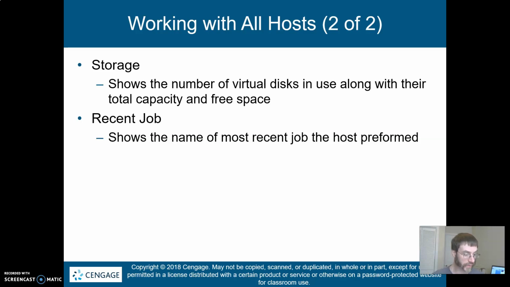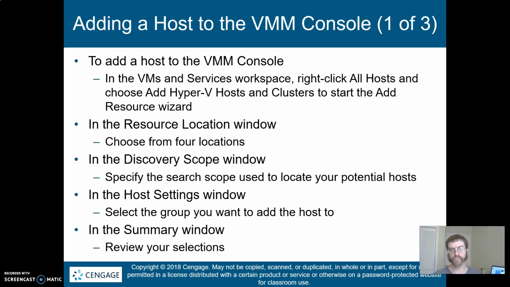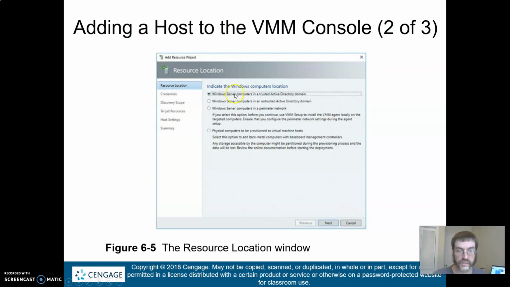Now, adding a host to the console. So in your VMs and services workspace, you right-click hosts, you choose add hosts and clusters to add a resource, essentially. You're going to choose from one of those 4 locations. You're going to choose discovery scope. You're going to choose what group you want to add the host to. You're going to review your settings. So it's like this. You choose your resource location.